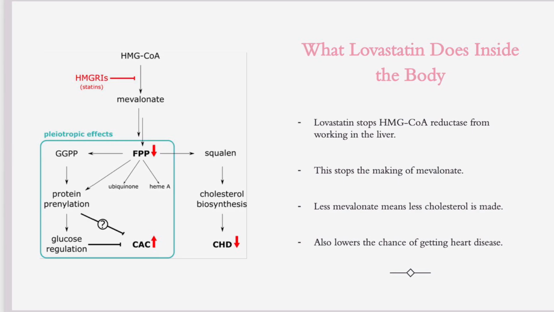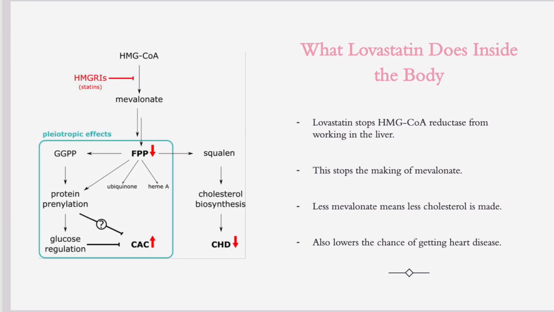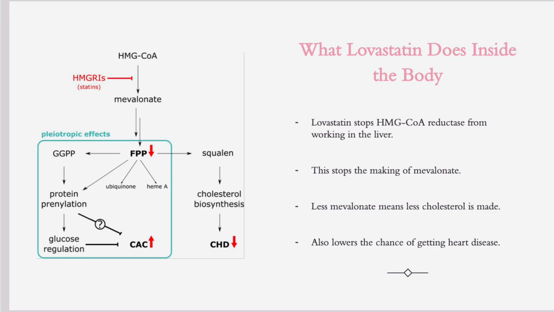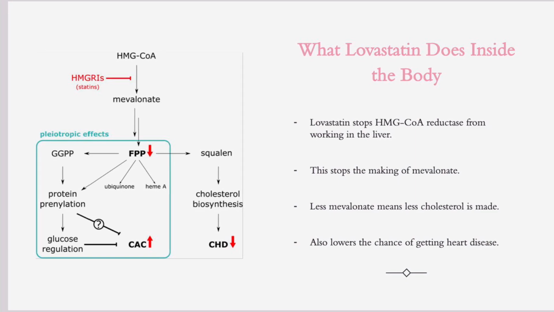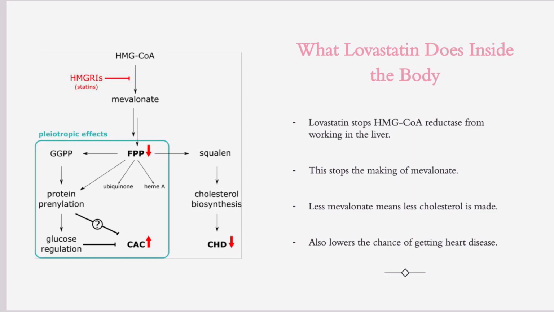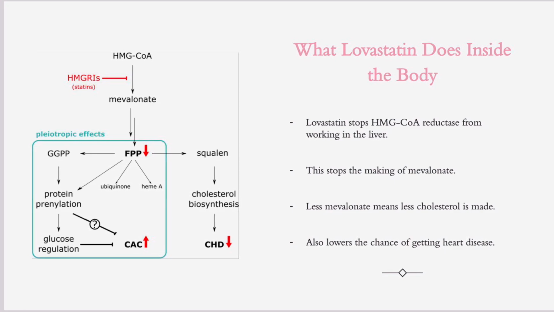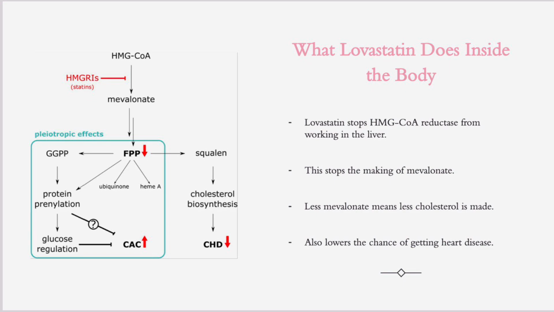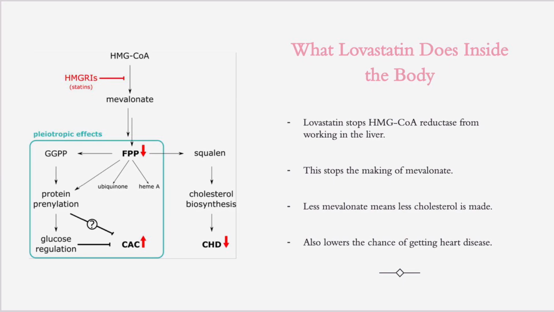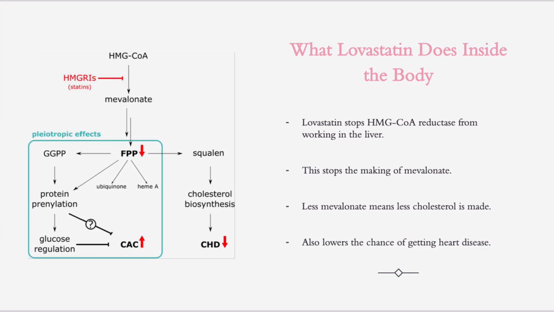Lovastatin then works like a molecular decoy once it is turned on. It works on an enzyme in the liver called HMG-CoA reductase. This enzyme usually changes the HMG-CoA into mevalonate, which is a key part of the cholesterol that the body makes. Lovastatin takes the place of that molecule and stops the enzyme from doing its job.